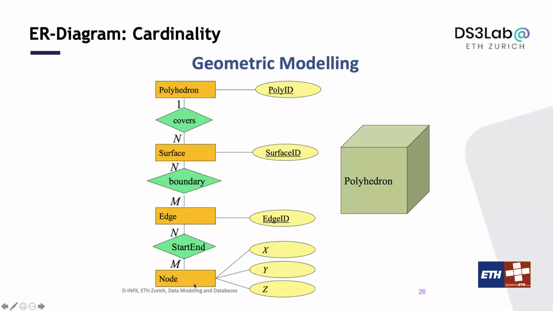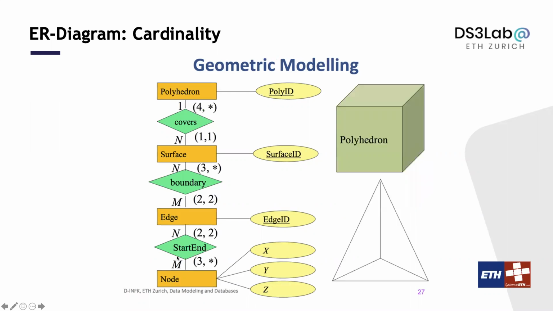Similarly, you have edge and node. One edge contains multiple nodes in a 3-dimensional space, and the node can be associated with multiple edges, because if you look at this node, it's associated with 3 different edges. So there's many-to-many here. And you can see that by using the min-max notation here, we can make that much more precise than the 1-n notation.